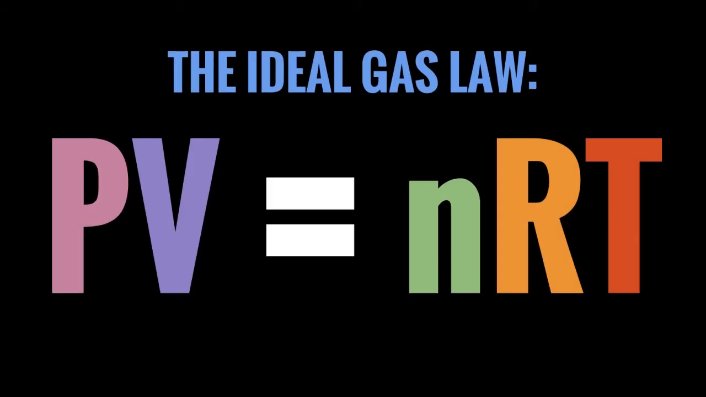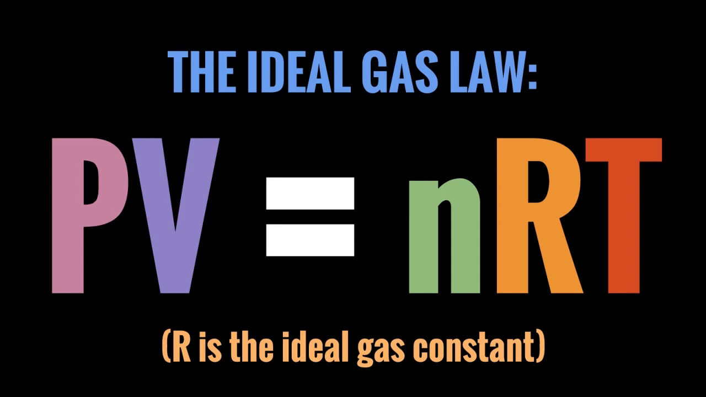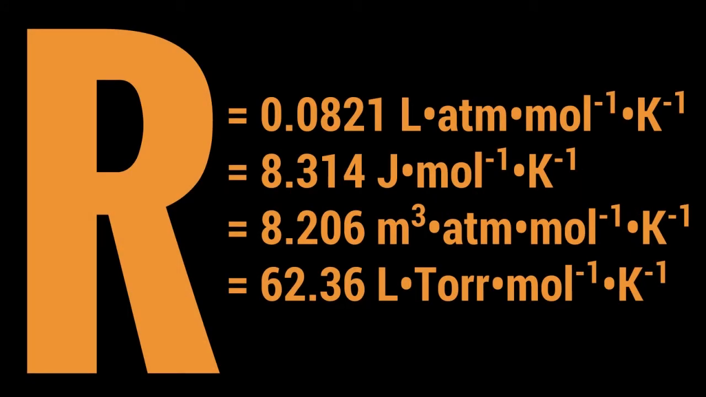We get the ideal gas law. PV equals nRT. Probably the most important thing you need to know about gases. Pressure times volume equals the moles times R times the temperature. Now, what is R? R is the ideal gas constant, and we have some values of R depending on what units you're using. So we have atmospheres, and sometimes we will be using joules, meters cubed, torrs, whatever. You have to make sure your units correlate with one of these values.